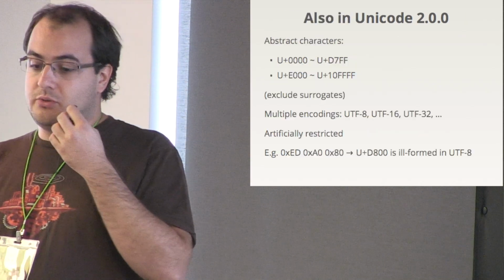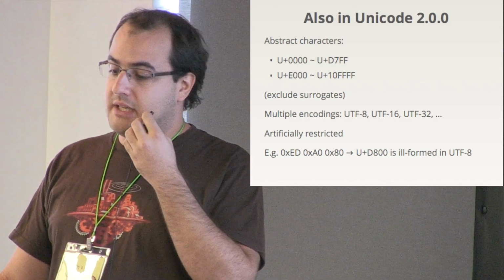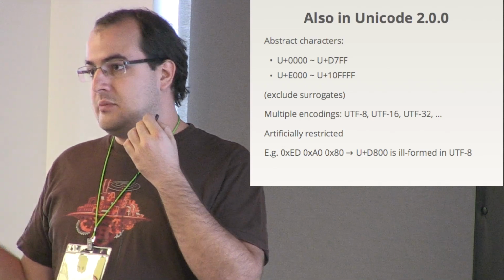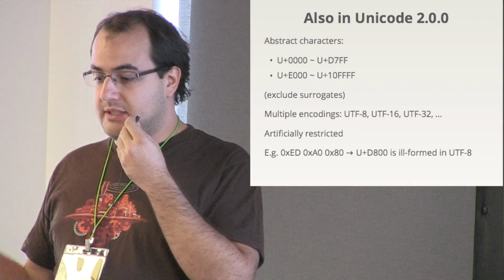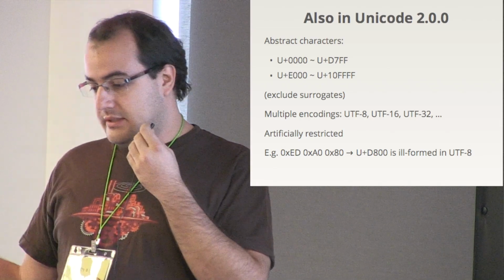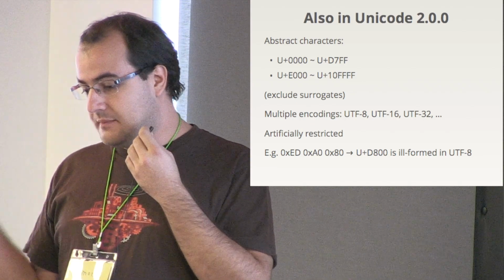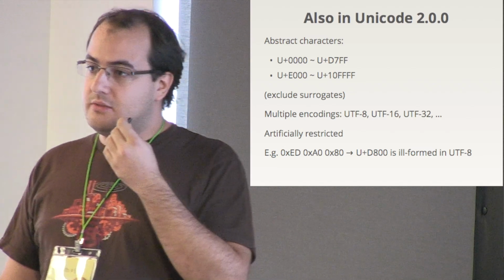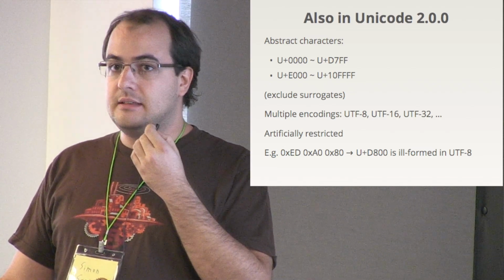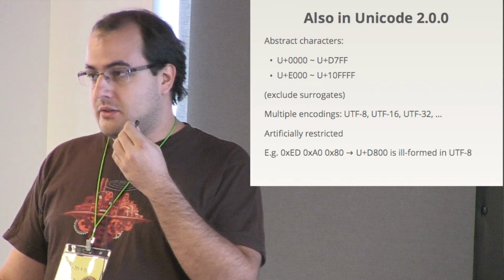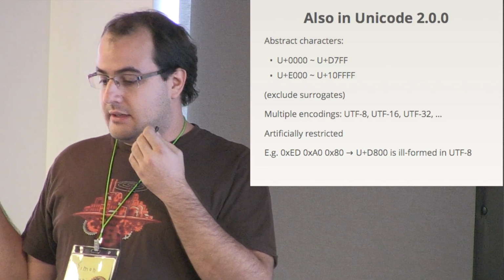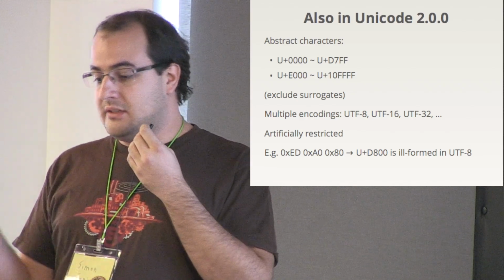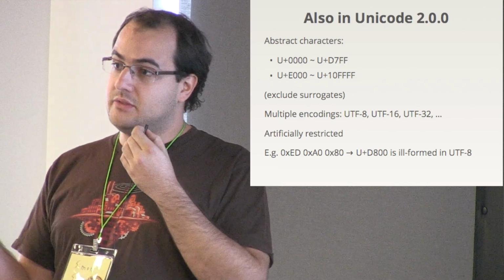So also in Unicode version 2, they generalized the mechanism of having abstract characters assigned to numbers, and that's separated from the way these numbers are encoded into bytes. And there are multiple encodings in Unicode, including UTF-8 to 16. And these other encodings were artificially restricted to encode the same values as UTF-16. So even though UTF-8 can go up to 31 bits, it was restricted to have this same range of values. And in particular, there is this range in the middle that's used for surrogates that cannot be used in Unicode.